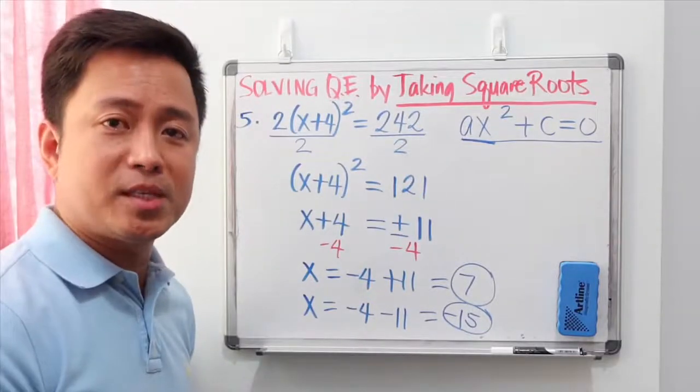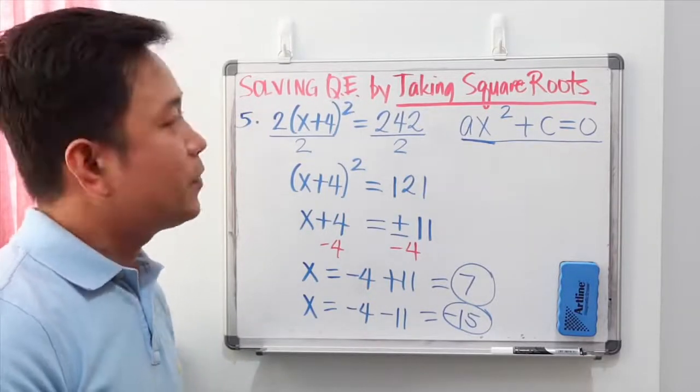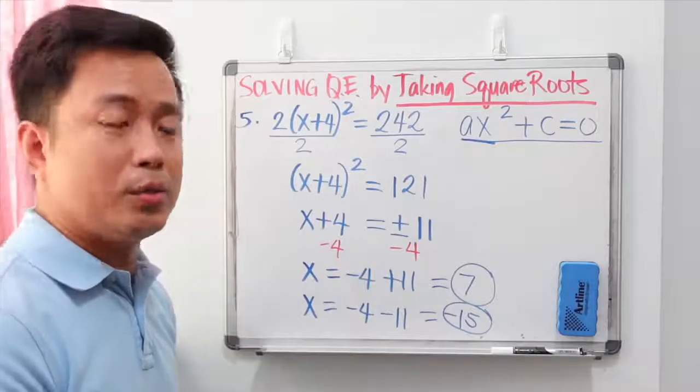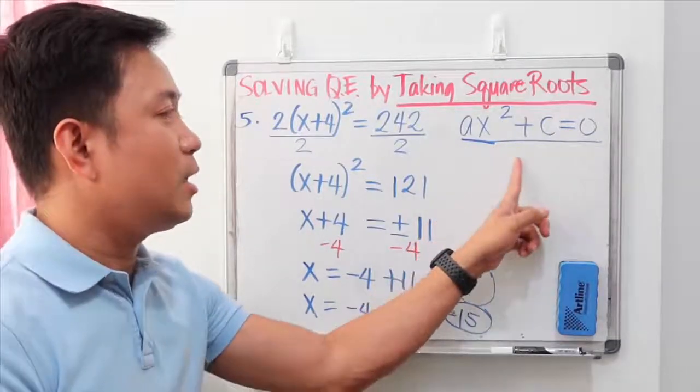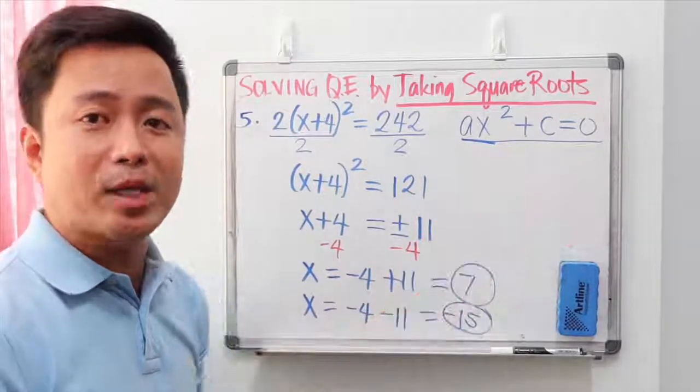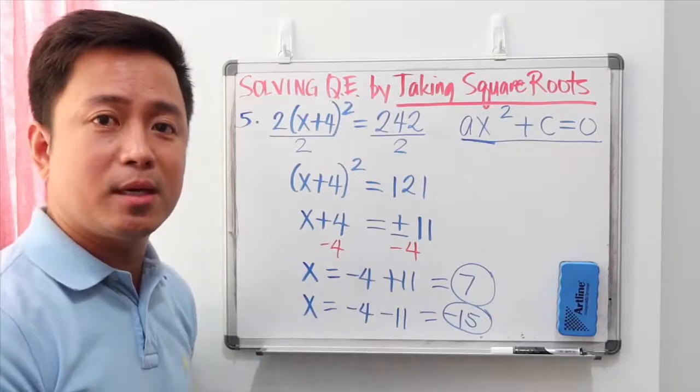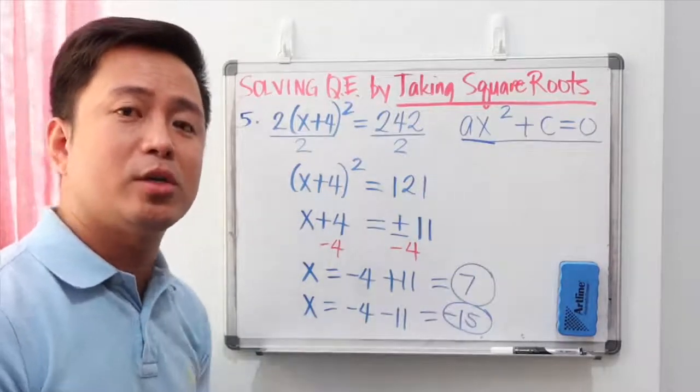Taking square roots is not a difficult method, but this method can only be used if you have a quadratic equation in this format. It's like with factoring. You can only use it if the given quadratic equation is factorable.